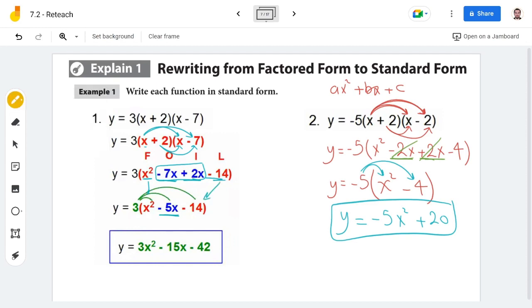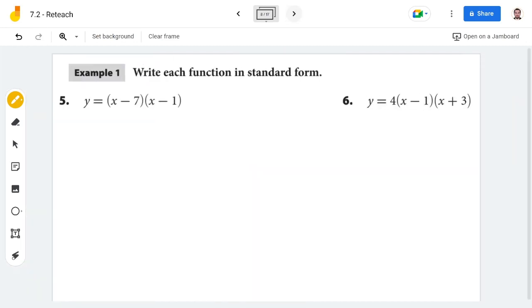So now I use the distributive property for 3. So 3 times x squared, 3x squared. 3 times negative 5, negative 15x. 3 times negative 14, negative 42. Okay, let's take one more example and finish this because it's easy. So x times x is x squared, x times negative 1 is negative x, negative 7 times x is negative 7x, negative 7 times negative 1 is positive 7.